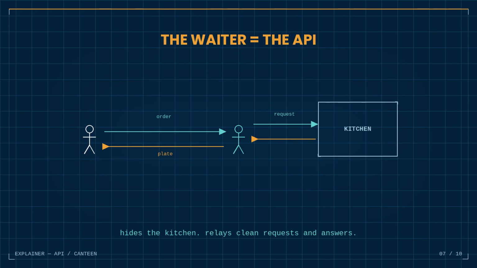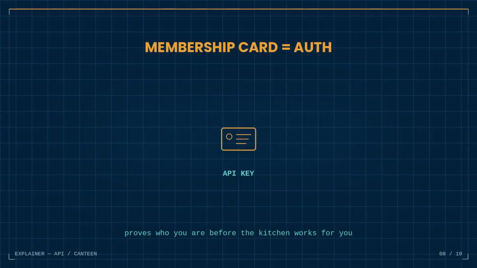Some canteens ask for a membership card before they'll serve you, that's authentication. An API key works the same way. It proves who you are before the kitchen does any work for you, so random strangers can't walk in and order on someone else's tab.